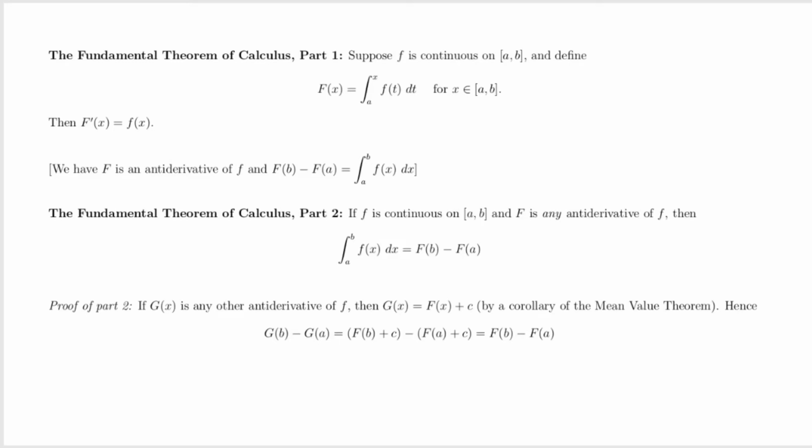Well, when we were looking at the mean value theorem, one of the corollaries was that if two different functions had the same derivative, meaning they were both antiderivatives of the same function, then they must differ by a constant. So if capital G is an antiderivative of lowercase f, like capital F is, then capital G is equal to capital F plus some constant. And then you can see, what is G of b minus G of a? Well, it's capital F of b plus a constant minus capital F of a plus a constant, and the constants cancel, and you just get the exact same value, capital F of b minus capital F of a.